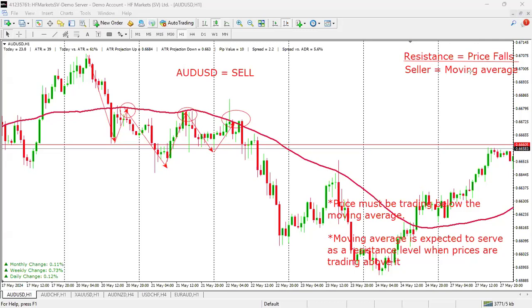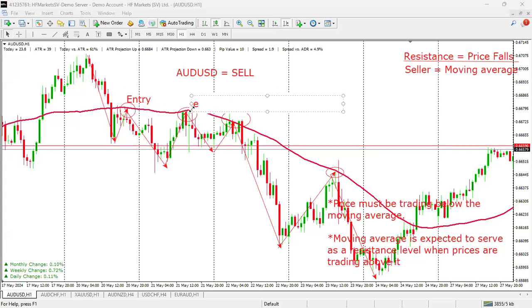A very nice drop in prices. But even afterwards, price still offered us another test of this level again, with the moving average still acting as a resistance for price to move lower. Look at your entry points. See entry here. See entry here. See entry here for a sell, look at entry here as well.